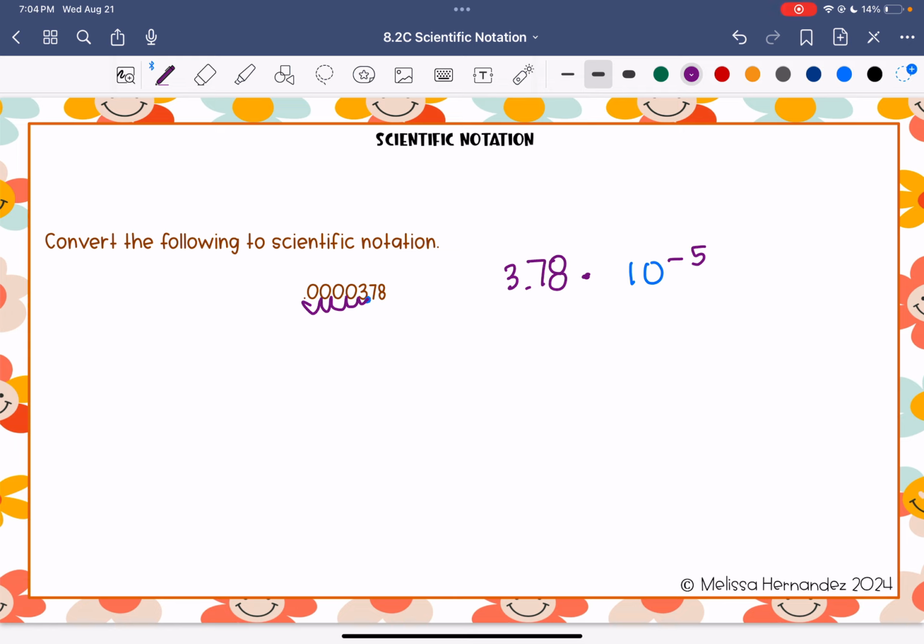All right, so let's test it out. If I did it right, it should work out and look exactly like the standard notation. 1, 2, 3, 4, 5. There were 4 zeros in the original problem. Yep, we did it right. All right, now let's go to converting to standard.